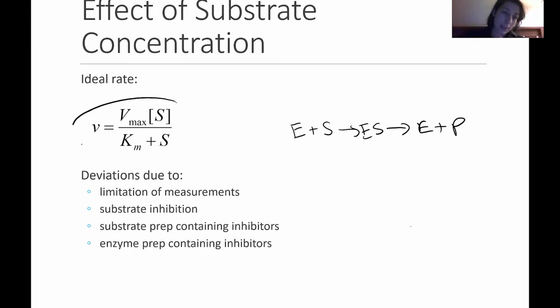So again, this is the ideal Michaelis-Menten reaction for the ideal rate of an enzyme. But again, as I noted, you can have deviations in this based on things like inhibition of substrate. If you accidentally have inhibitors around, in general, this will deviate this ideal rate.